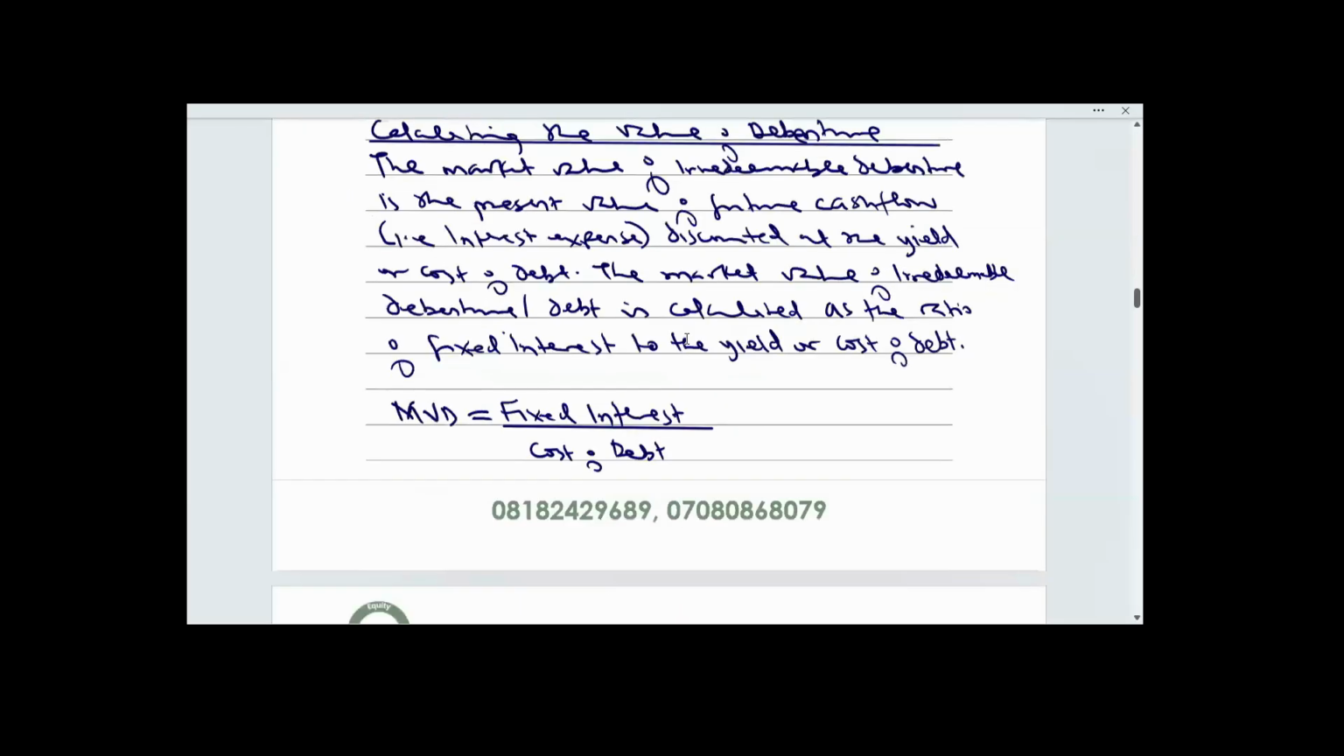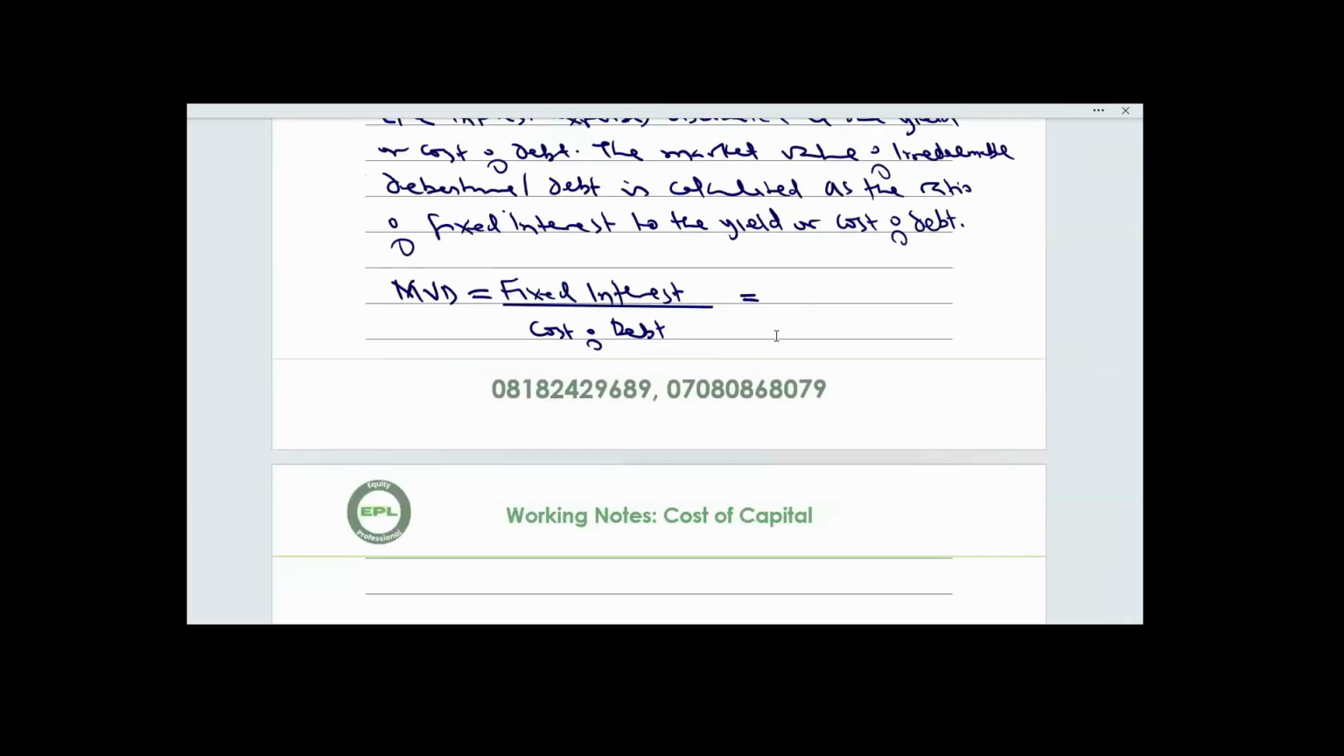In this case, according to the question, what's the coupon rate given to us? What's the interest rate given in the question? You are told that Jonato PLC has 11% irredeemable debenture of 5 million naira. So the interest rate is 11%. All right. The yield is 8%. The yield is the same thing as cost of debt, which is 8%. Therefore, 11 divided by 0.08 will give us the value of the debenture. There's no need for you to say 11%. Just say 11 divided by 0.08.